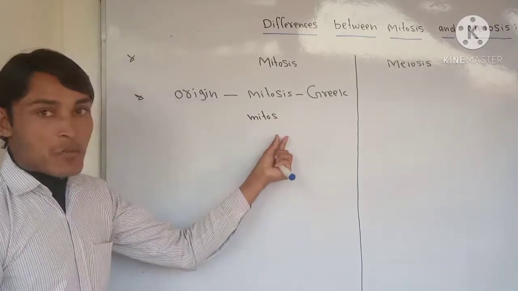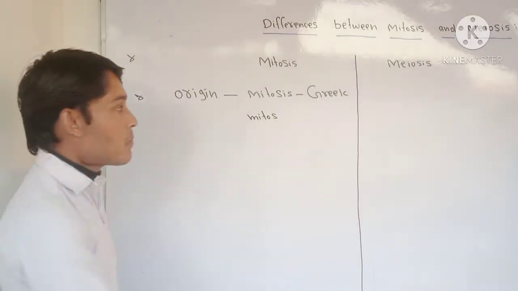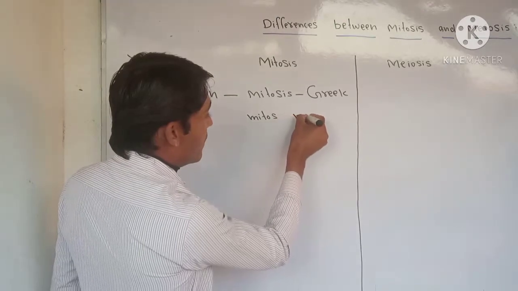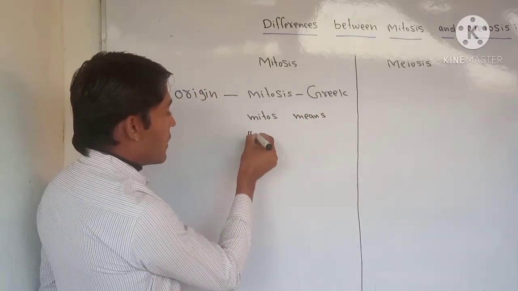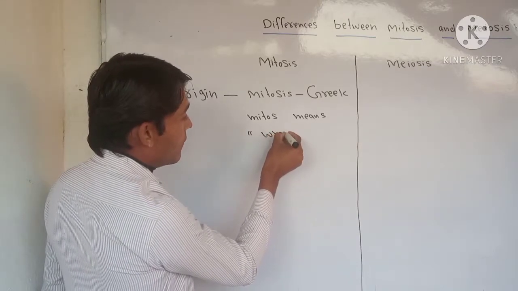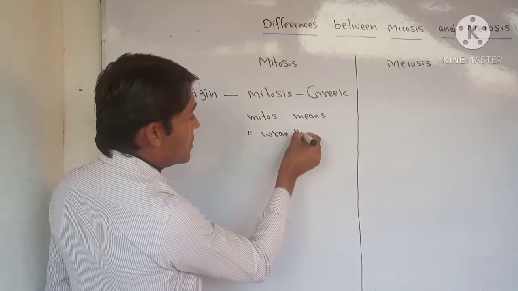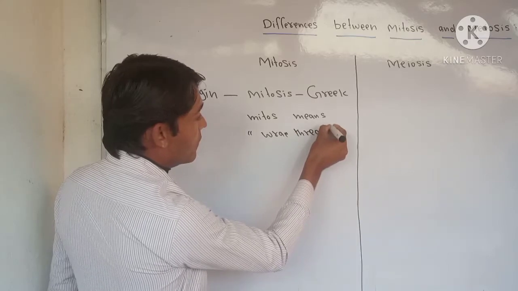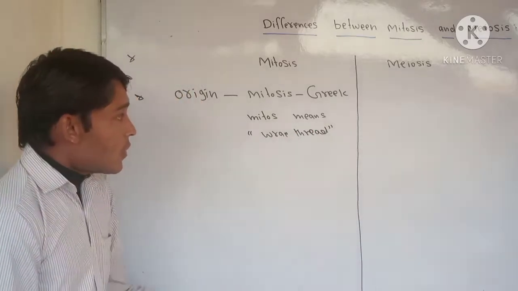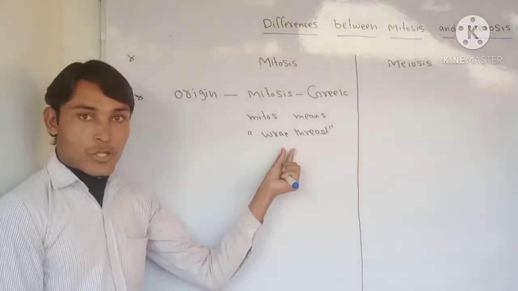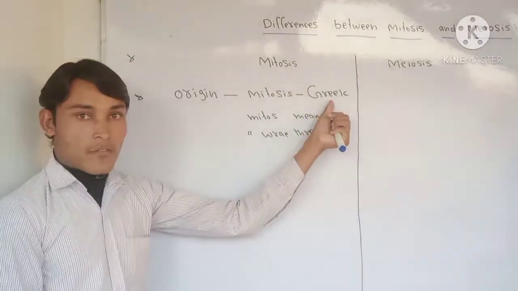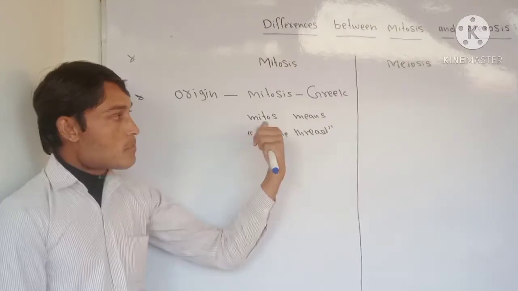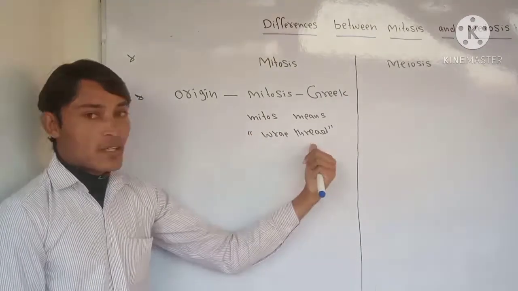Mitos means reft thread, or simply thread. So if we talk about the origin of the word mitosis, it is taken from the Greek word mitos, which means thread.